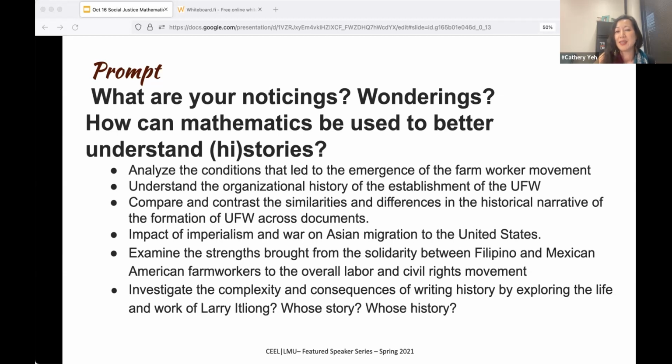They wanted to understand and compare and contrast similarities and differences between stories. Like, what would it look like if we were comparing the stories of Cesar Chavez, a mapping of Cesar Chavez, versus a mapping of Larry Itliong, or a mapping of how those two work together? There are curiosities about imperialism and war on the Asian migration, looking at the strength of solidarity, and looking at the complexities of stories and who's told and who isn't. So let me show you what some of the schools did.